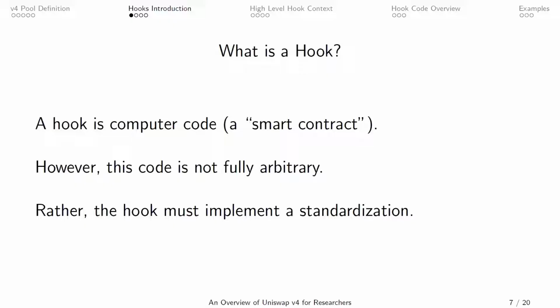But the point is, I think we have to take a step back and think about what we're really talking about here. So the code is not fully arbitrary. In fact, even the code that you're writing is not fully arbitrary. And so the specific thing I want to point to is the last line I have here: the hook actually has to implement a standardization. So you cannot write an arbitrary smart contract and call that your hook contract. It must conform to a certain standardization.